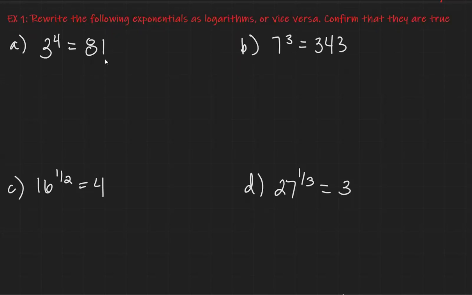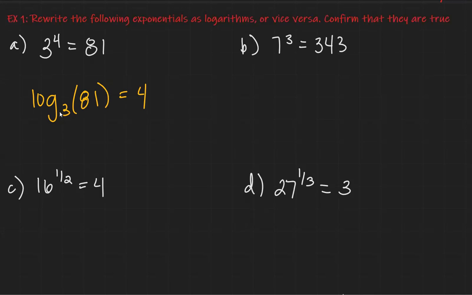So 3 to the 4th equals 81. If we plug that into our calculator, we get that it's true. So let's rewrite it as a logarithm. The bases are going to be the same, so the base of the exponential is the base of the logarithm: log base 3. And I'm switching the inputs and the outputs. My answer is 81, so that's going to be the input of my logarithm. Log base 3 of 81 is equal to 4. That's how we rewrite this.